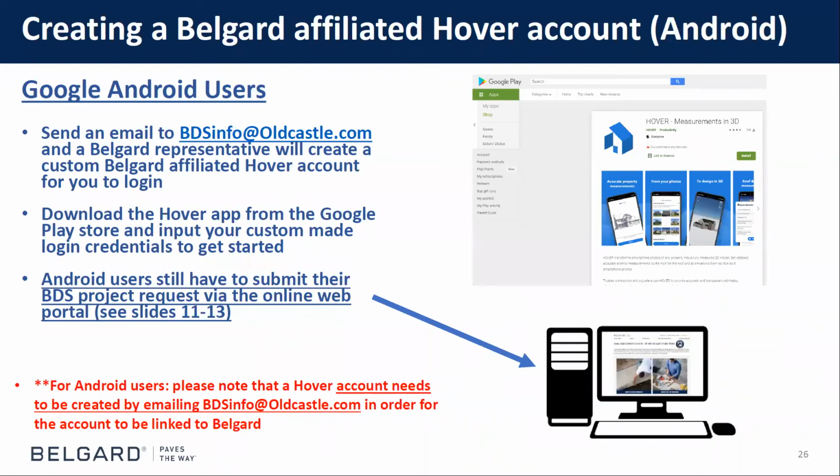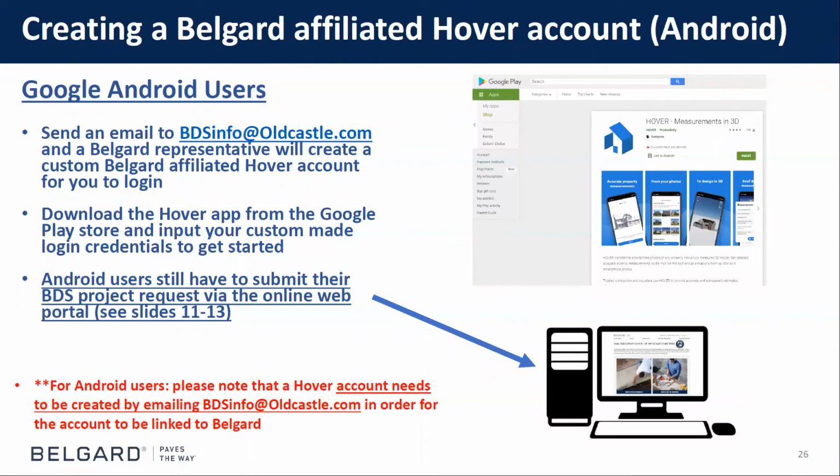Now for Android users, as I said earlier, that is in the works. We are working on a Belgard app for the Android platform. However, we still want Android users to use the standalone Hover app. So for the time being, Android users can continue to reach out to us if they would like a Hover account created. Just shoot us an email at bdsinfo@oldcastle.com and we can create an account for them. So they can still go on Hover, upload the photos, submit the project.